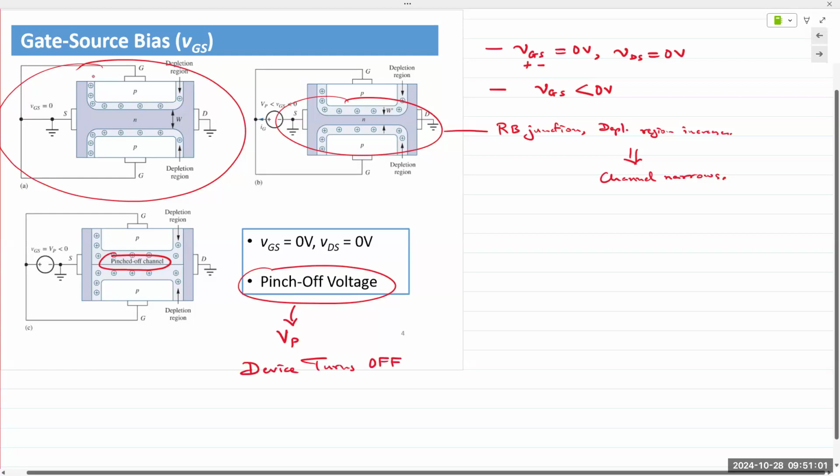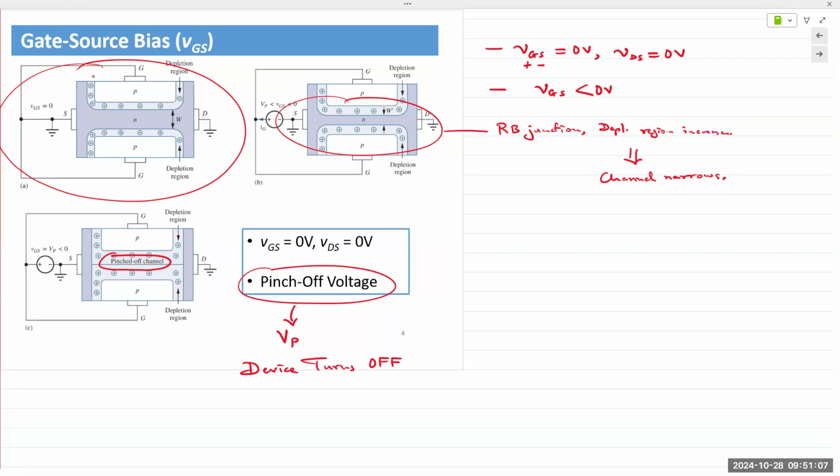So the device turns off. Before any voltage is applied, the channel is open. If the channel closes, then we say the device is turned off. That point is also known as the pinch off, and the voltage that is required to pinch off the channel is known as the pinch off voltage. All right, let's take a pause. Let me know if you have any questions.